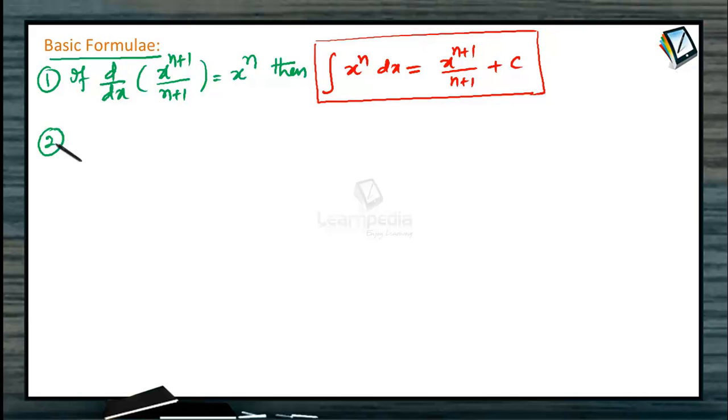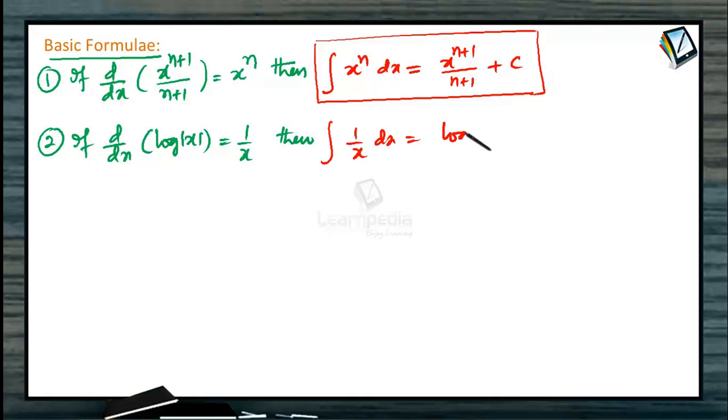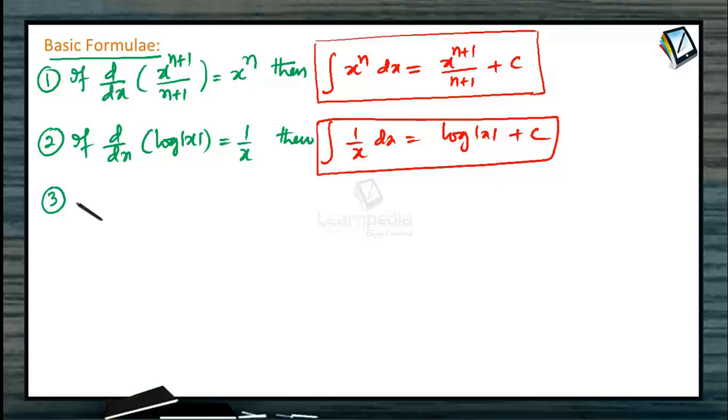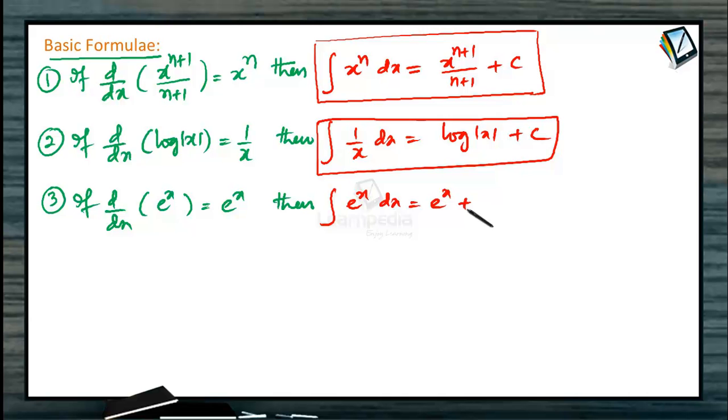Next, the second one: if d by dx of log of mod x is equal to 1 by x, then the integral of 1 by x dx is equal to log of mod x plus c. This is the second one. Next, number 3: if d by dx of e to the power of x is e power x, then the integral of e power x dx is equal to e power x plus c. This is the third basic formula.